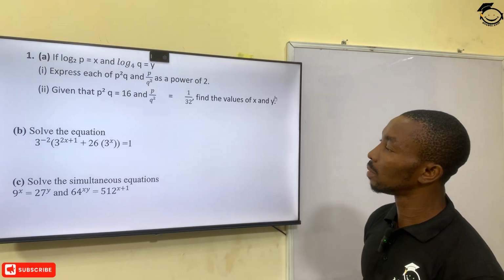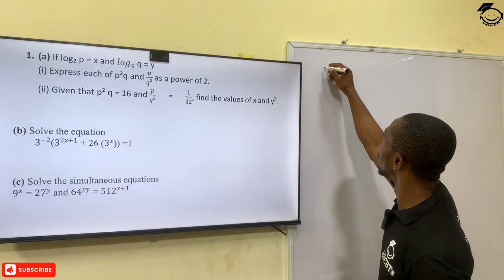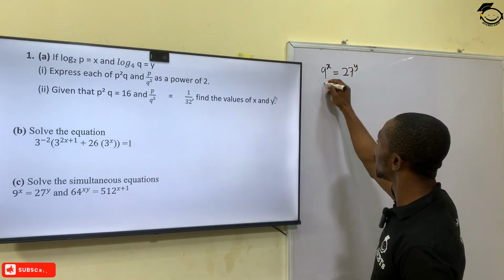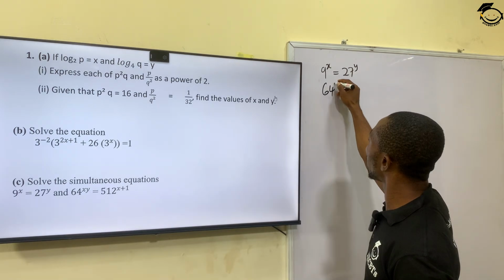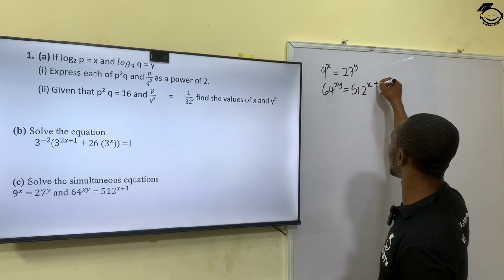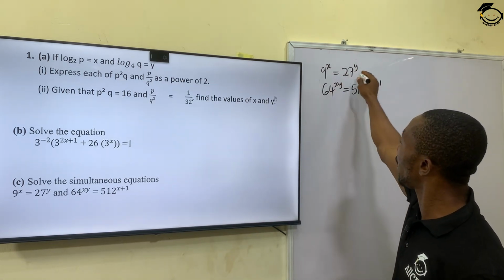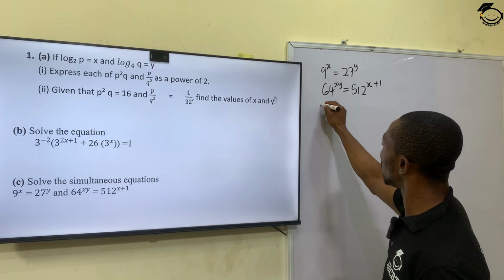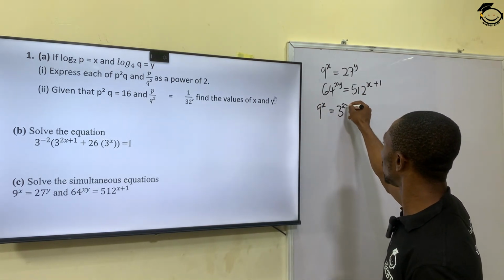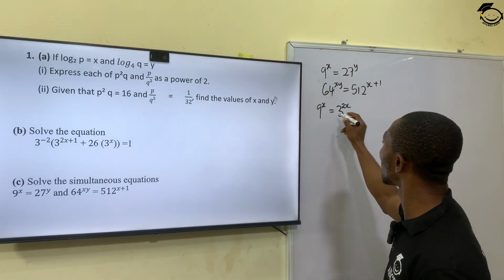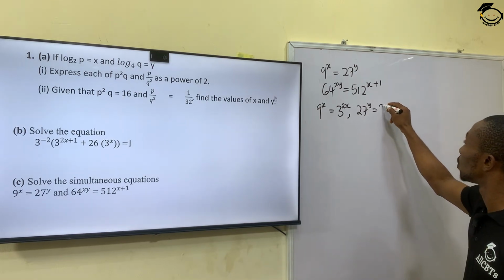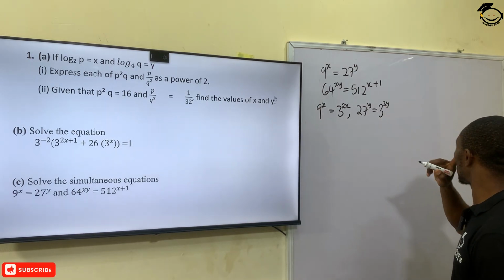Solve the simultaneous equation. 9 raised to power x equals 27 raised to power y, and 64 raised to power xy equals 512 raised to power x plus 1. Now, from here, our first equation is 9 raised to power x, which can be broken down to 3 raised to power 2 times x, which gives us 2x, and 27 raised to power y can be broken down to give us 3 raised to power 3 times y, which is 3y.